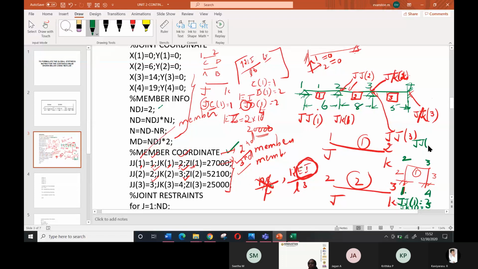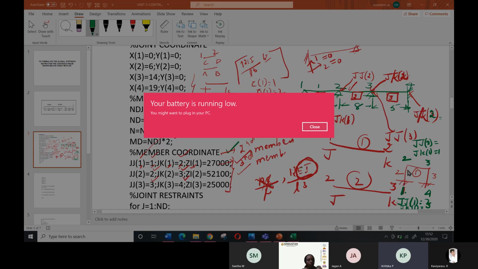JJ of 2 is equal to what? JK of 2 is equal to what? For the second member, you tell me, start connecting from. What is JJ of 2, Kritika? JJ of 2 is equal to 2, ma'am. How is it 2?